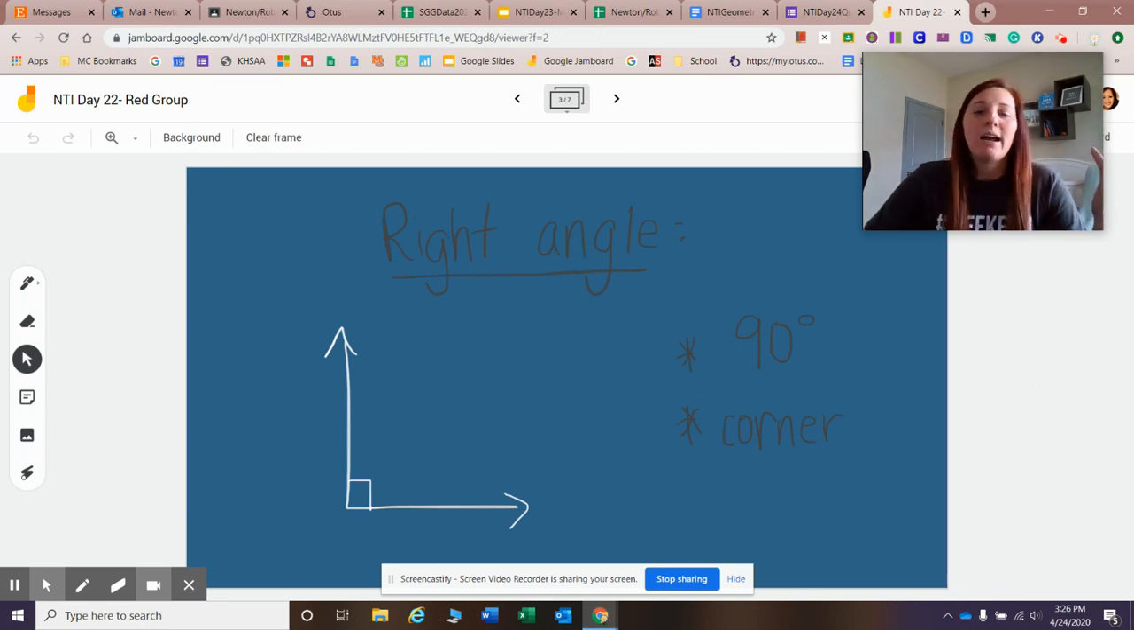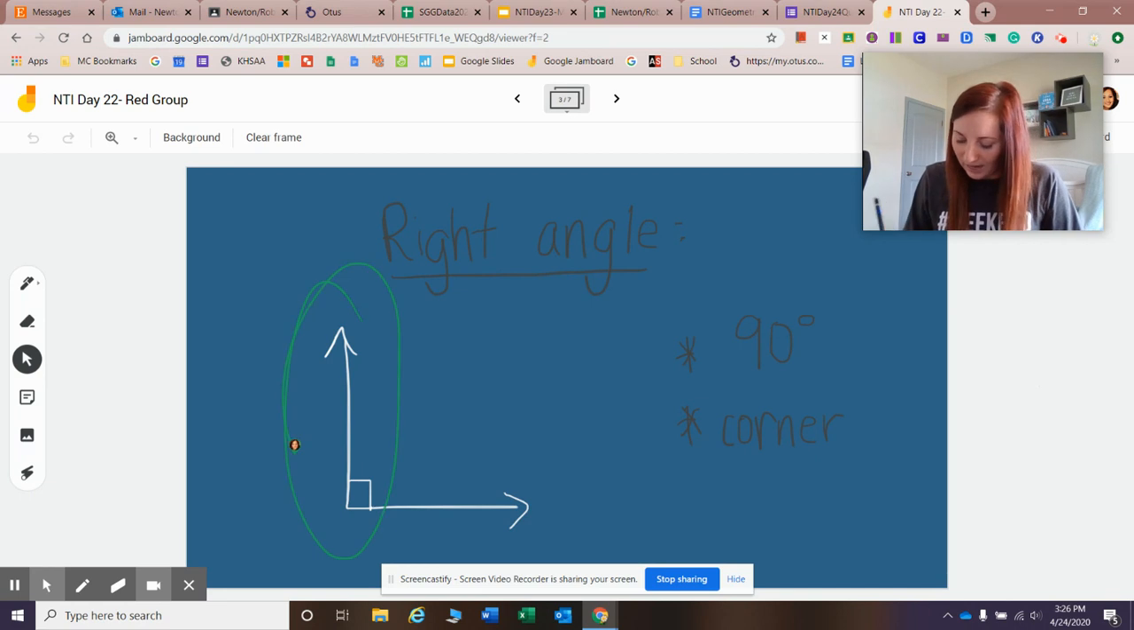So when we talked about how a square has 4 right angles and a rectangle has 4 right angles, that's what we're talking about. This line perfectly goes straight up and down, and this line is perfectly straight horizontal. When you are classifying a right angle, most of the time people put a little square. You need to know that a right angle is 90 degrees.